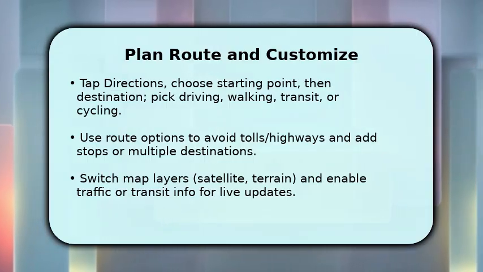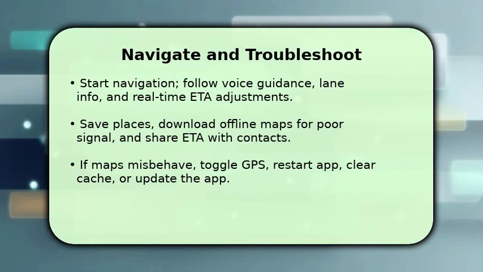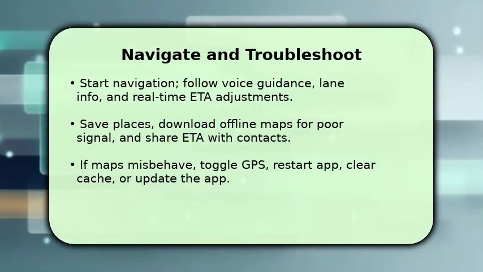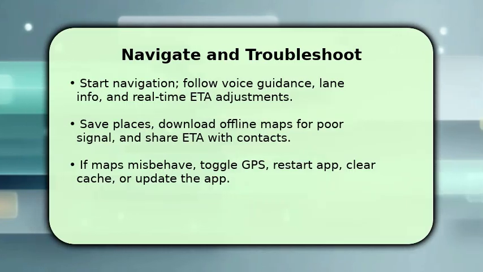Begin navigation and follow voice guidance and lane suggestions. The app updates ETA in real time as traffic shifts. If you'll lose signal, download the area for offline use and save important places, or share your ETA with contacts for safety. If directions are wrong or the app stutters, try these quick fixes.